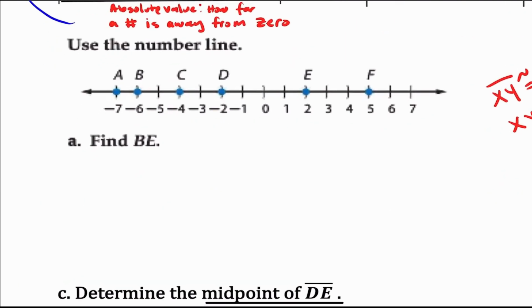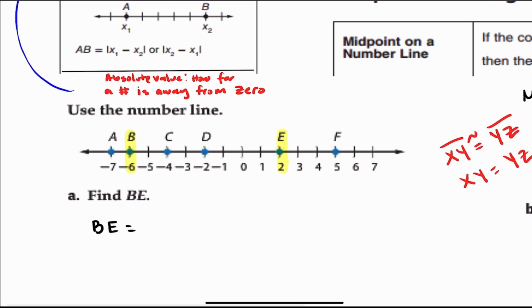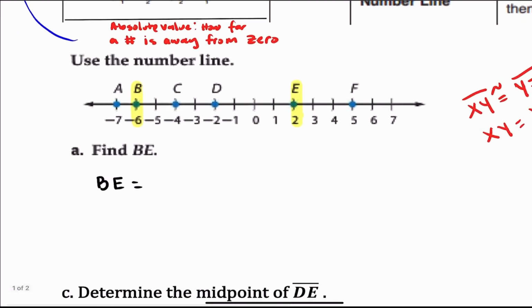Now we're going to be looking at some examples. It says find the measure of BE. Let's write the measure of BE is equal to... I'm going to highlight where B and E are on the number line, use the distance on the number line formula, which is the absolute value of x sub 1 minus x sub 2, and then plug in and solve.